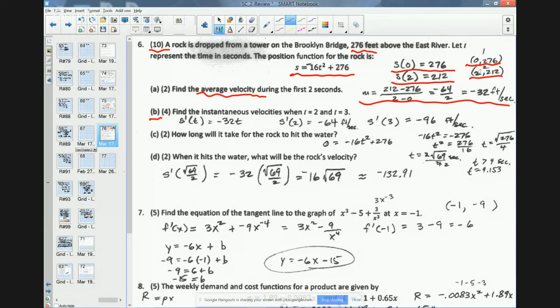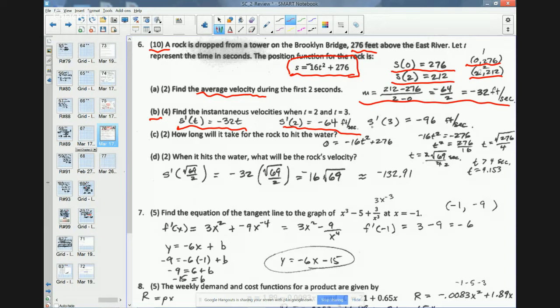Well, if we're going to do an instantaneous velocity, we need to find the derivative. So go back to the original function again. Easy derivative, right? Power rule, -32t. So you had to realize you've got to find the general derivative. Now, what's s prime at 2? Yeah, that's easy. Just plug it into the -32t formula and you get -64 feet per second.